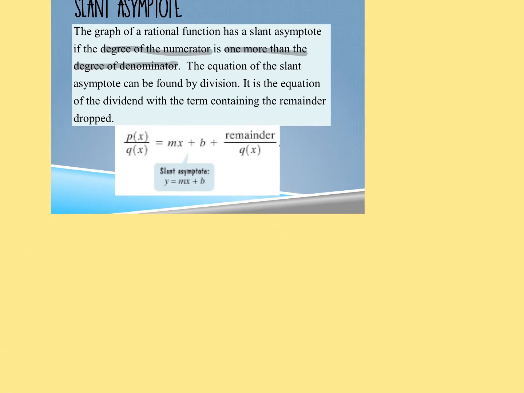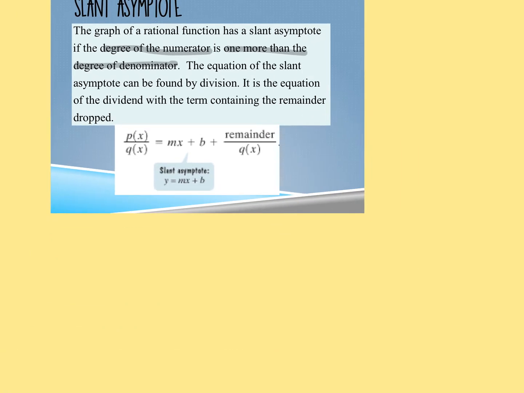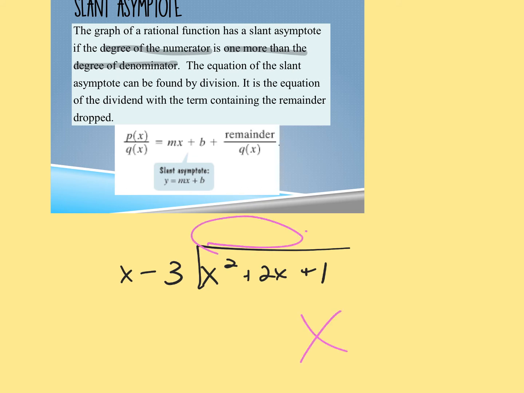So if I was to divide, I don't know, x squared plus 2x plus 1 by, let's just say it was x minus 3, I would divide into that, and then whatever's at the top, ignore my remainder. I'm going to set it equal to y, and that's my slant asymptote. So you ignore the remainder, you take the quotient at the top, you set it equal to y, and that is the line that is your slant asymptote.